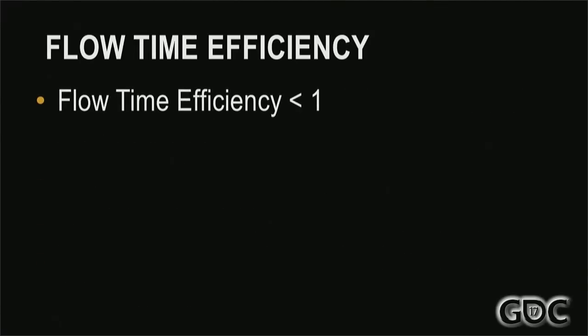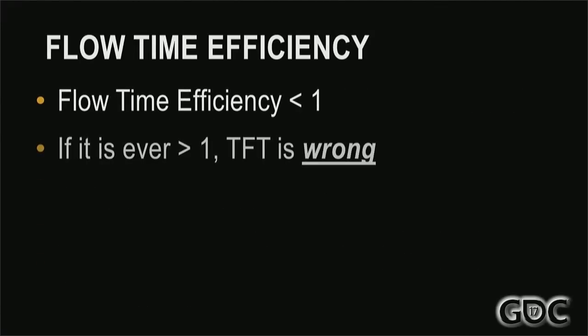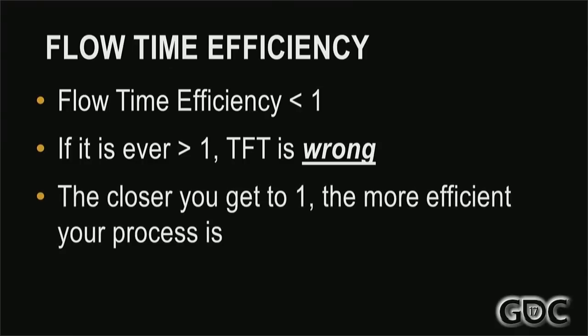Your flow time efficiency is always going to be less than one. If it's ever greater than one, your theoretical flow time is wrong. It means you highballed it. You think your activities take way longer than they take. So you need to go back and recalculate those. That being said, the closer you get to one, the more efficient your process is.